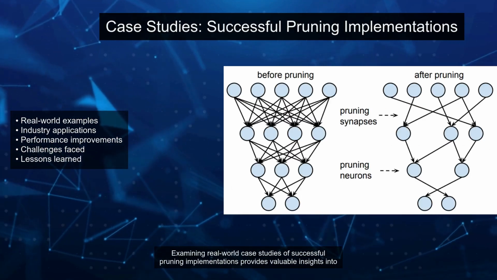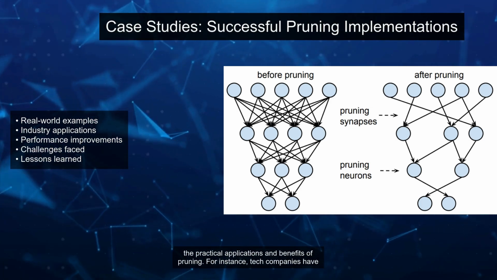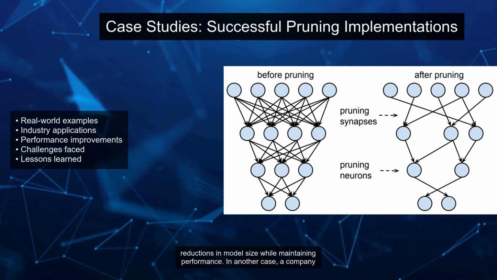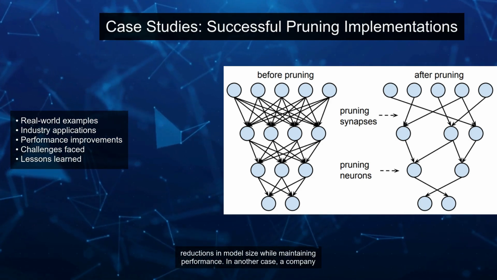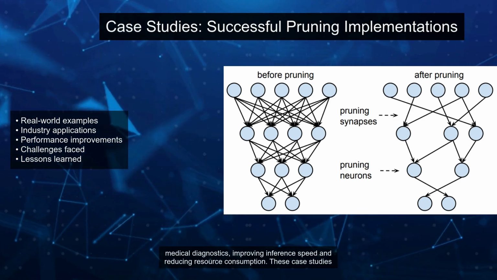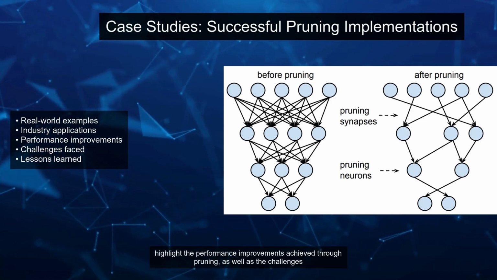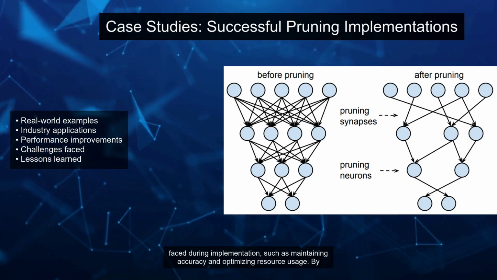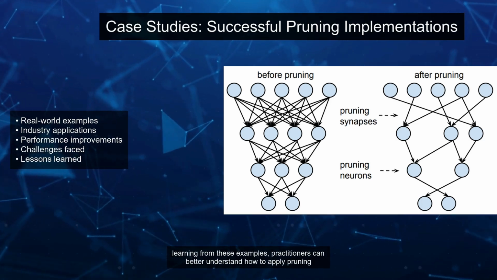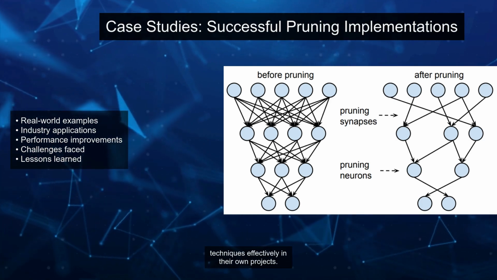Examining real-world case studies of successful pruning implementations provides valuable insights into the practical applications and benefits of pruning. For instance, tech companies have used pruning to deploy large language models on mobile devices, achieving significant reductions in model size while maintaining performance. In another case, a company in the healthcare industry used pruning to optimize image recognition models for medical diagnostics, improving inference speed and reducing resource consumption. These case studies highlight the performance improvements achieved through pruning, as well as the challenges faced during implementation, such as maintaining accuracy and optimizing resource usage. By learning from these examples, practitioners can better understand how to apply pruning techniques effectively in their own projects.